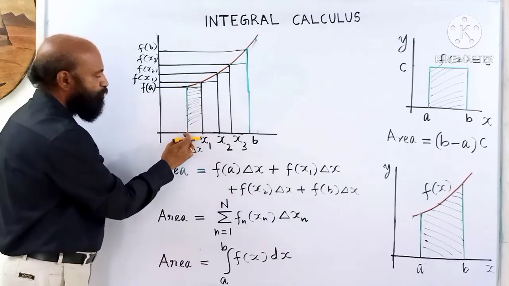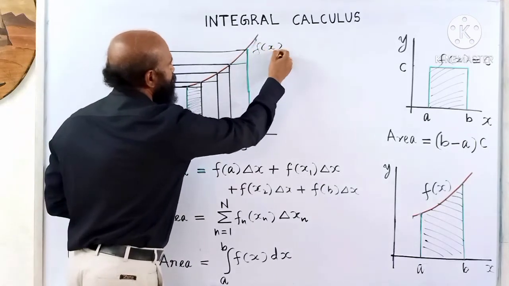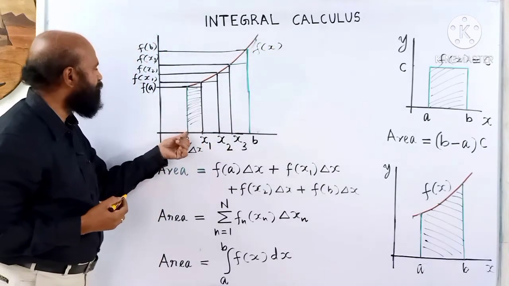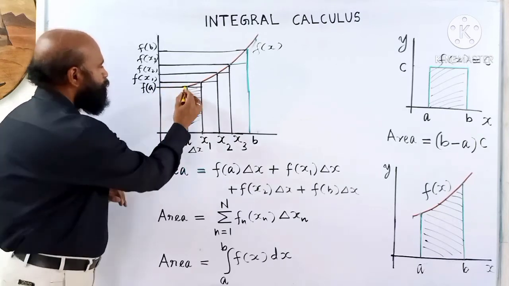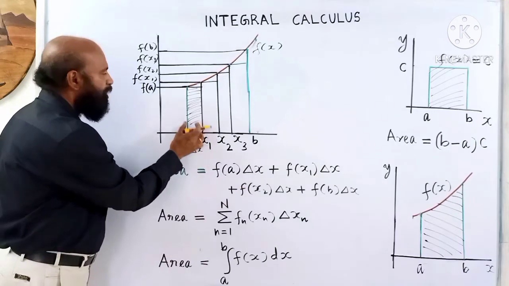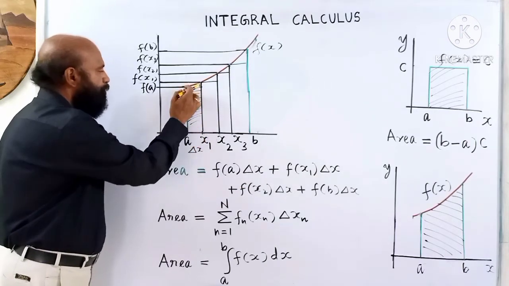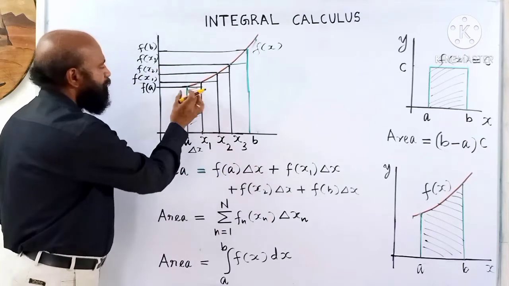So here the x coordinate is A. So this is a function of x. So here the x coordinate is A, the y coordinate is f of A. So the area of this rectangle is f of A delta x. This is delta x and this is f of A. So the area of this rectangle is f of A delta x.